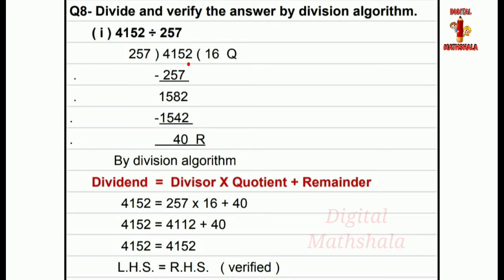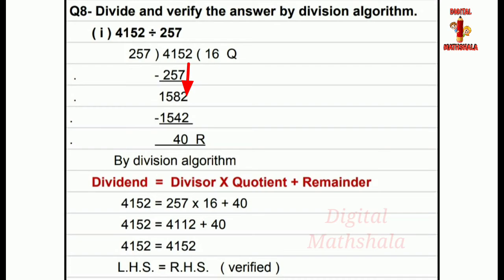So we will bring down the next number, that is 2. Then the full number will be 1582. Now 6 times it will go, then the answer will come 1542. When we subtract this, then 40 will be the remainder. Now here the quotient is 16, the remainder is 40, 257 is the divisor, and 4152 is the dividend.